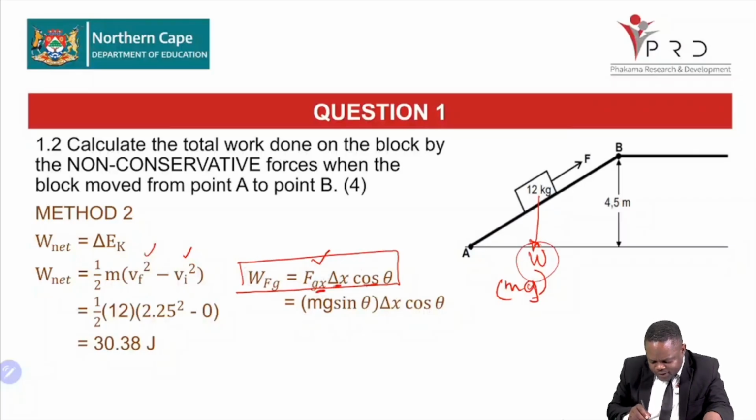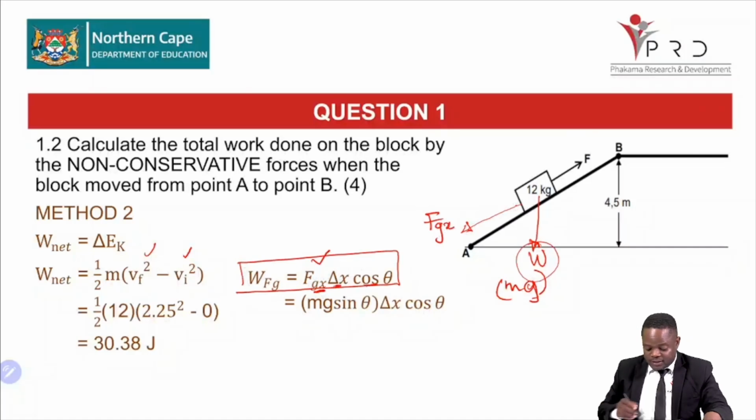Then what is this Fgx? It is the parallel component of our weight. Remember, this is the parallel component which is acting there in that direction, downwards. This is your Fgx. Okay, and then we're saying Fgx times delta x cos theta.